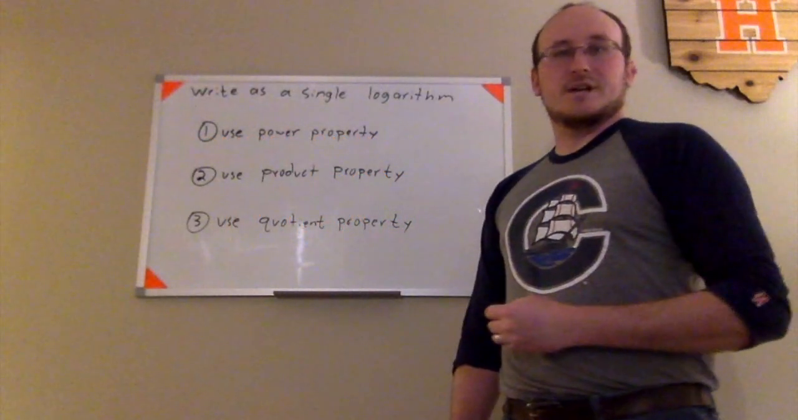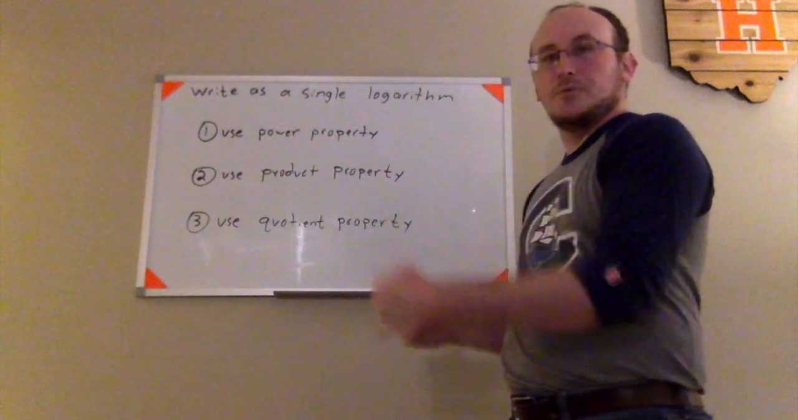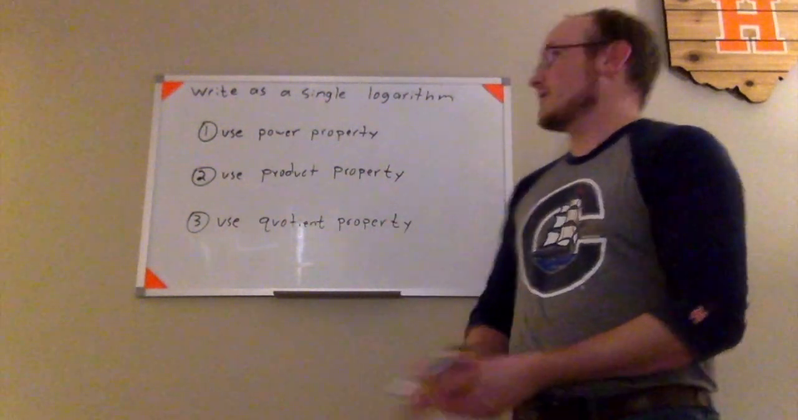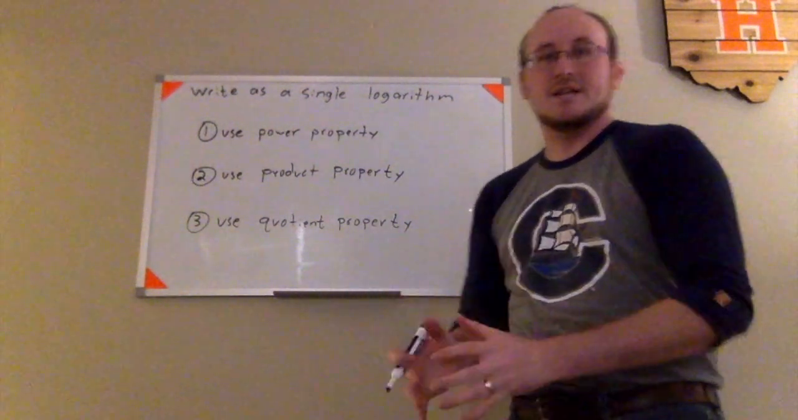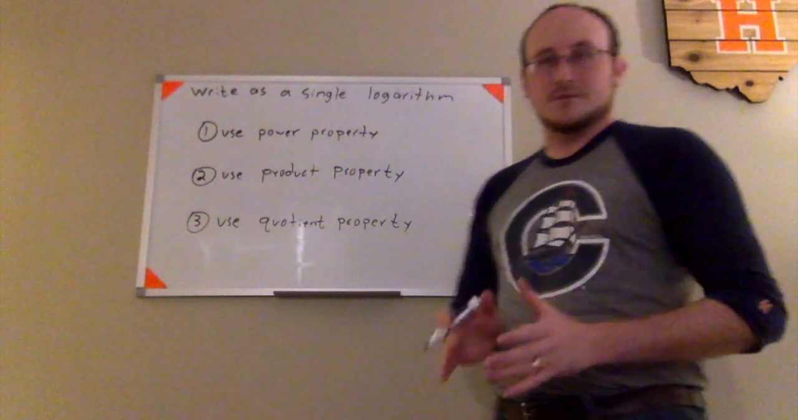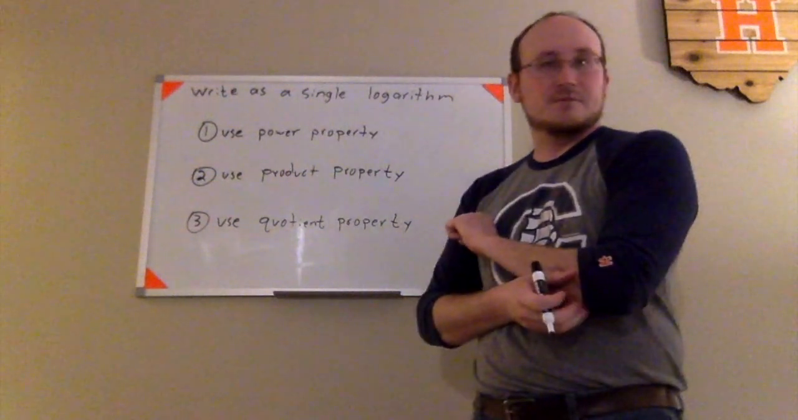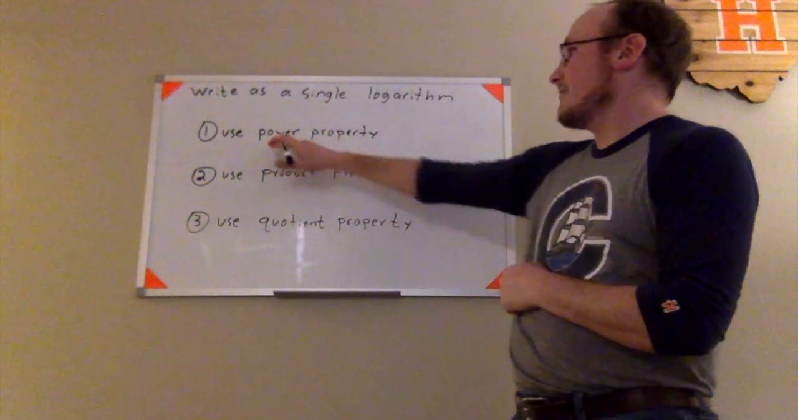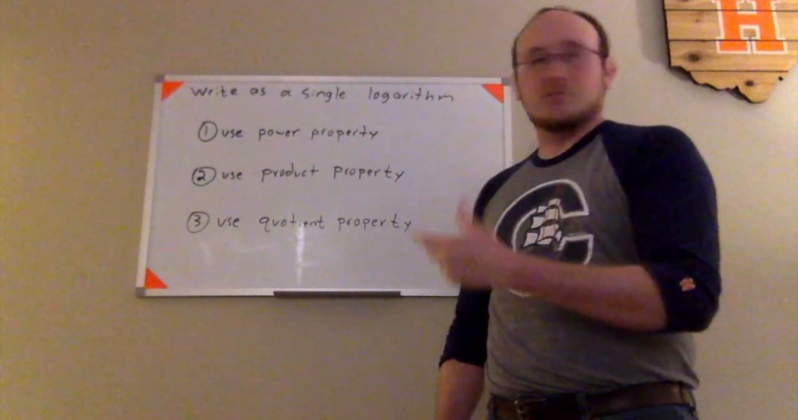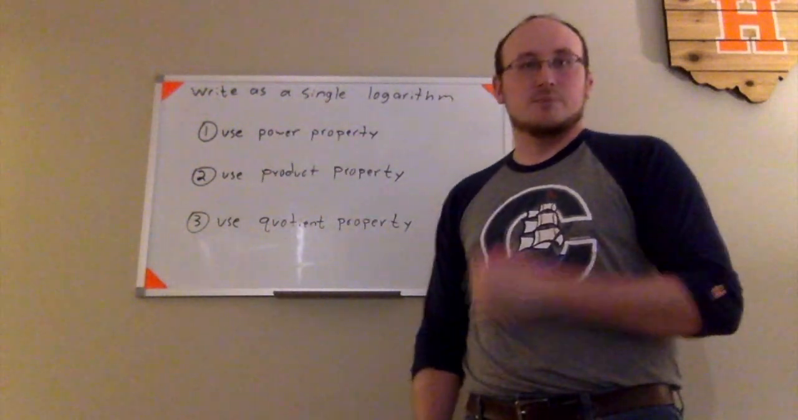Okay, so now we're going to take a look at how to condense multiple logarithms into a single logarithm. So we see directions like this that say to write as a single logarithm or to condense into a single logarithm. That's what we're talking about. I'm going to try to give you some guidelines here as to how I would approach a problem, at least my recommendations. The first thing I would try to do is look at the problem and see if there's any places where I could use the power property.